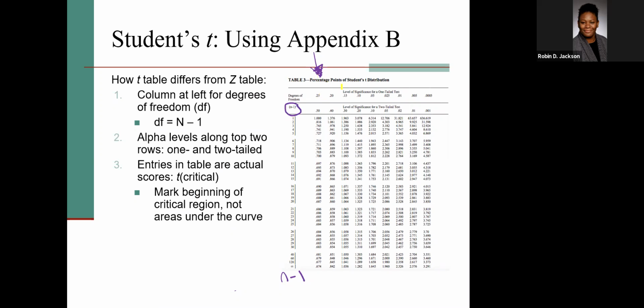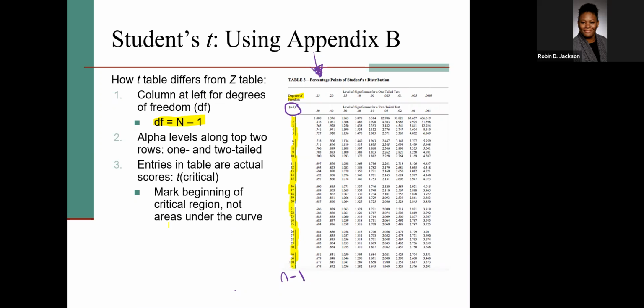in this table, as most of you can see, it completely differs from the Z distribution. You need to know the degrees of freedom for whatever problem you're looking at. And that's what this is right here. So degrees of freedom, that's this first column right here. That is your degrees of freedom. You need to know that. That's going to be the number in your sample minus 1. So that's what this is over here, where it says it's column at the left for degrees of freedom. That is the number in your sample minus 1.